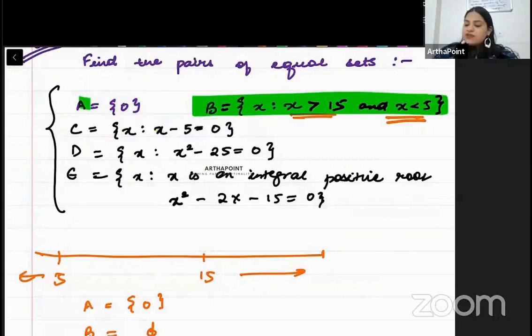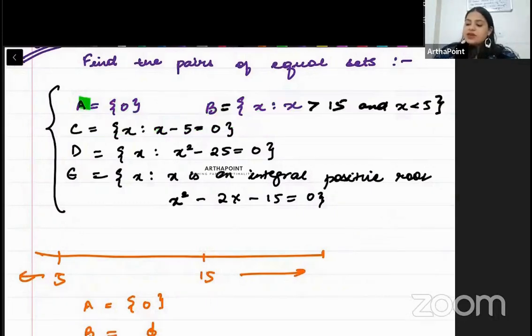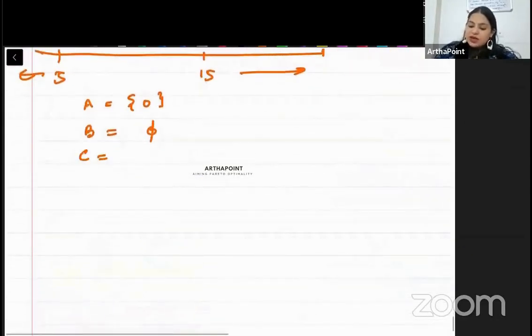अब C देखो. C says X is such that X minus 5 is equal to 0. So beta, if X minus 5 is equal to 0, this implies X will be equal to 5, right? So C has an element which is 5.